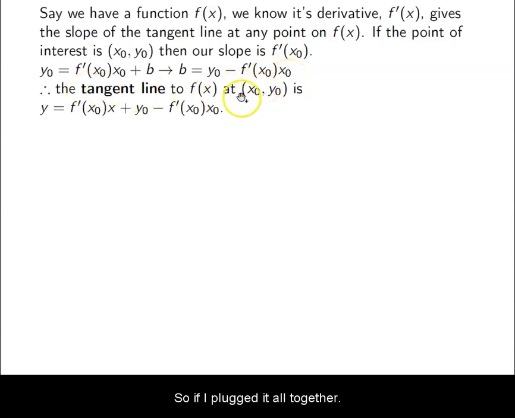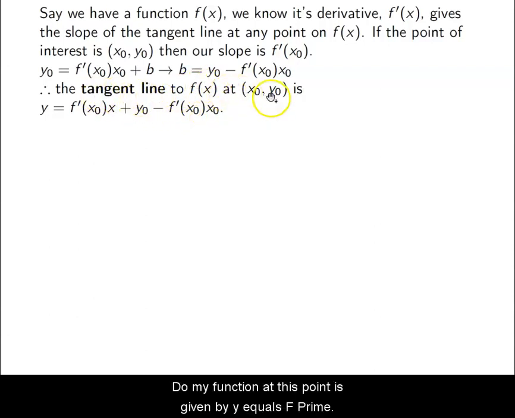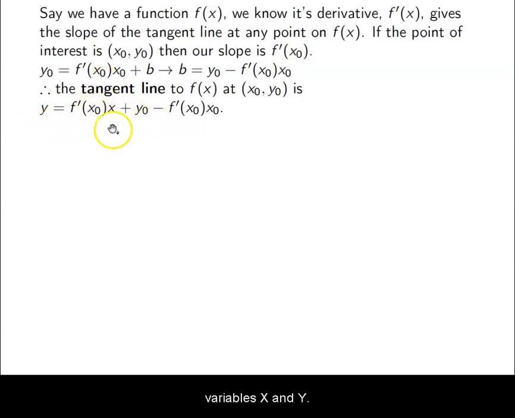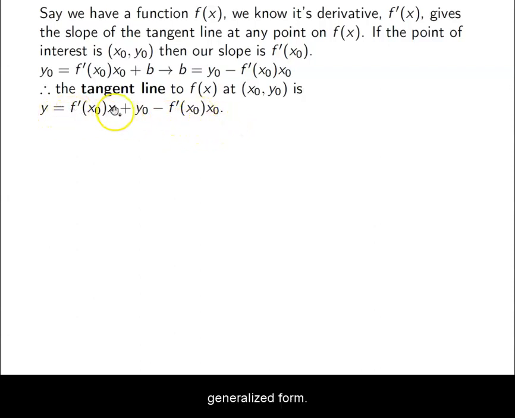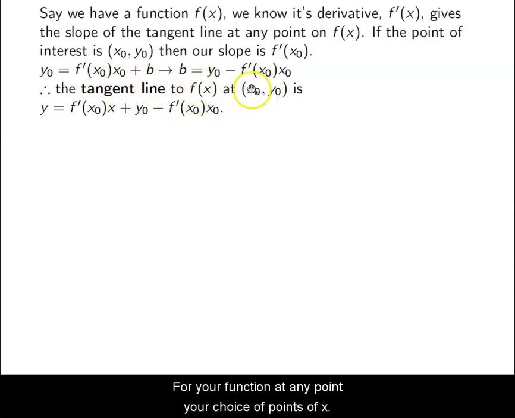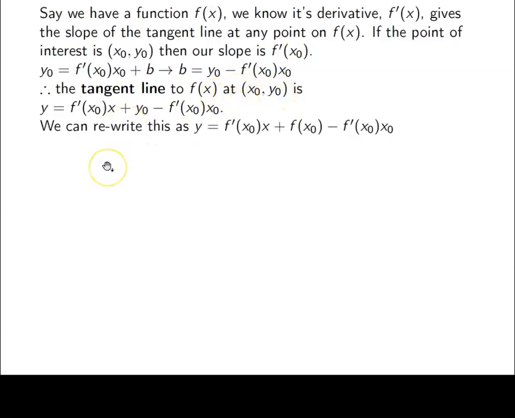So if I plug this all together, the tangent line to my function at this point is given by y equals f prime of x naught times x. Here x and y are not fixed variables, x naught and y naught are. So this is mx, and then this whole thing is my b: y naught minus f prime of x naught times x naught. So this is the generalized form for a tangent line for your function at any point, your choice of points x naught and y naught.